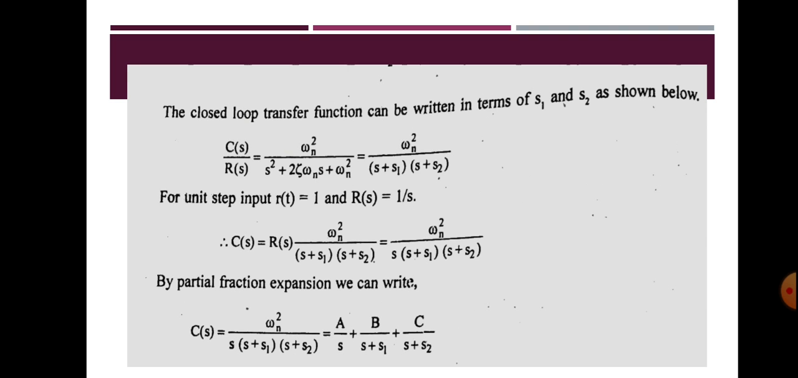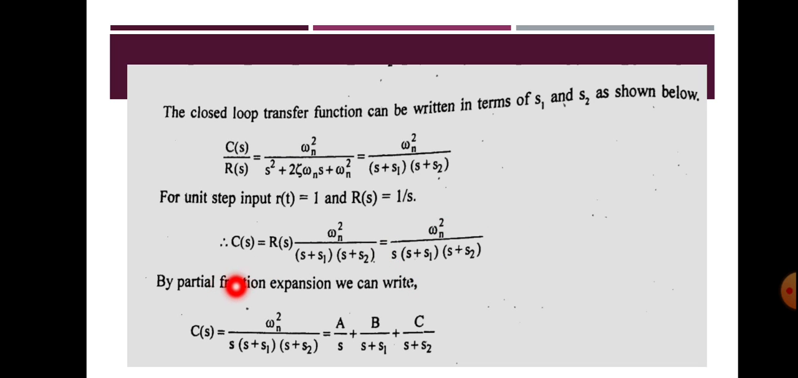So we got the equation of C of S as R of S into omega n square divided by S plus S1 into S plus S2. And here we know that a step input is given, that means r of t equal to 1. So r of s, the Laplace transform of r of t, will be equal to 1 by s. We can substitute the value for r of s. So we will get c of s equal to omega n square divided by s into s plus s1 into s plus s2. Next we can find the inverse Laplace transform by the partial fraction expansion method.